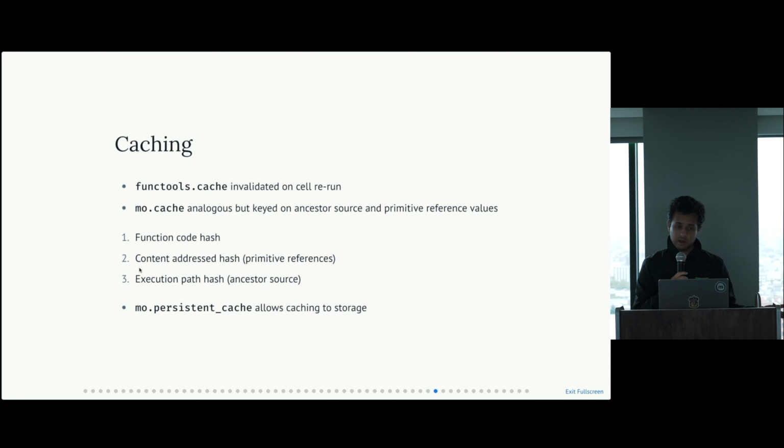We have caching, which could be the subject of a whole other talk. It's Nix inspired. If you were to use functools.cache, it would be invalidated on each cell rerun, which is not really nice in a notebook. So we have some of our own cache utilities that are analogous but keyed on ancestor source, primitive reference values, and can also handle closed over values. The only reason any of this works is because we have a dataflow graph and we can reason about whether or not a function invocation is still valid, even if other things have changed.